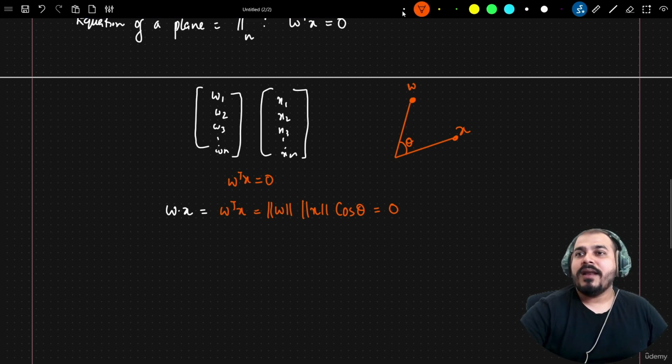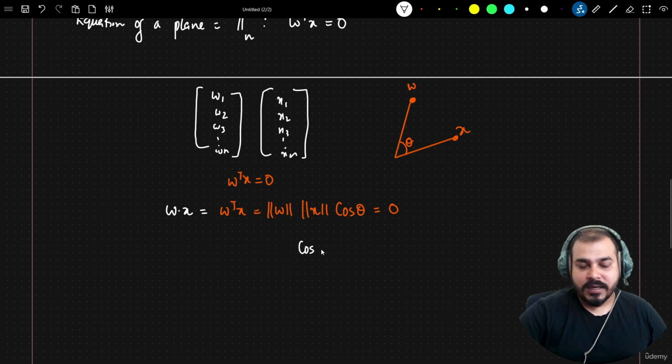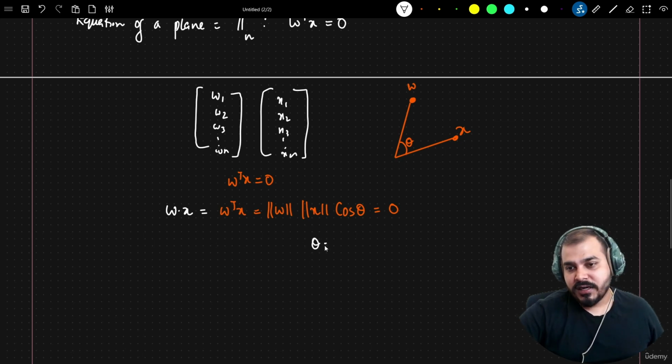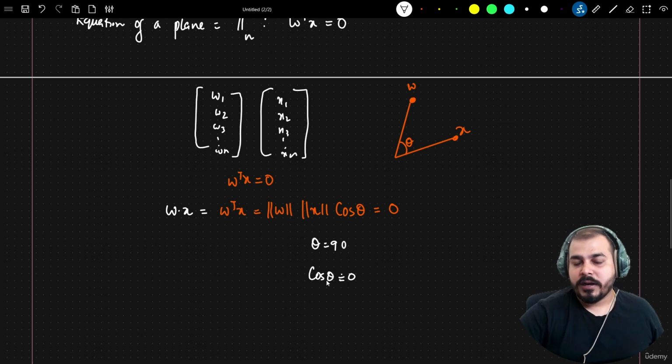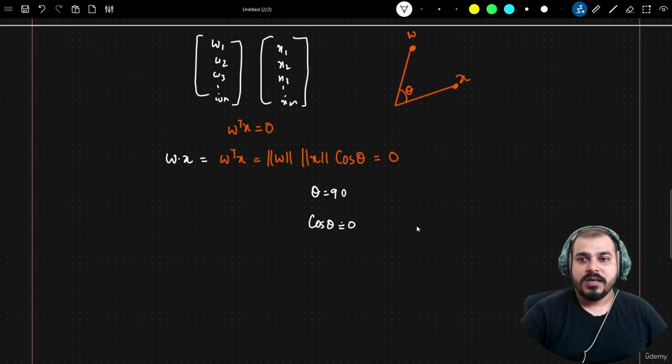Now you need to understand, when will cos theta be equal to 0? Obviously, when theta is equal to 90. Suppose theta is equal to 90, then my cos theta will be equal to 0, right? So in this particular case, we can make a conclusion. Let's see this conclusion, okay?